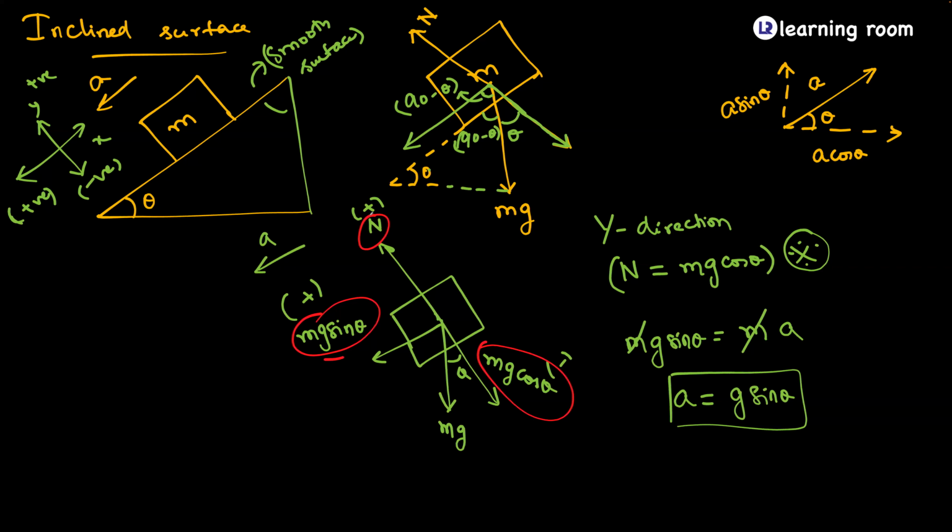Based on that, if the surface is considered to be smooth, we calculated the acceleration with which it is going to slide down, and the acceleration came out to be a equal to g sin theta. So having this as an extension, let's proceed with the next set of problems. What I'm going to do is extend this.